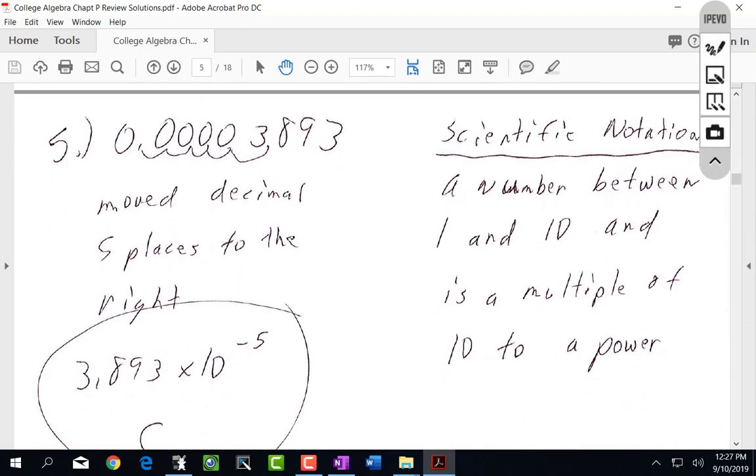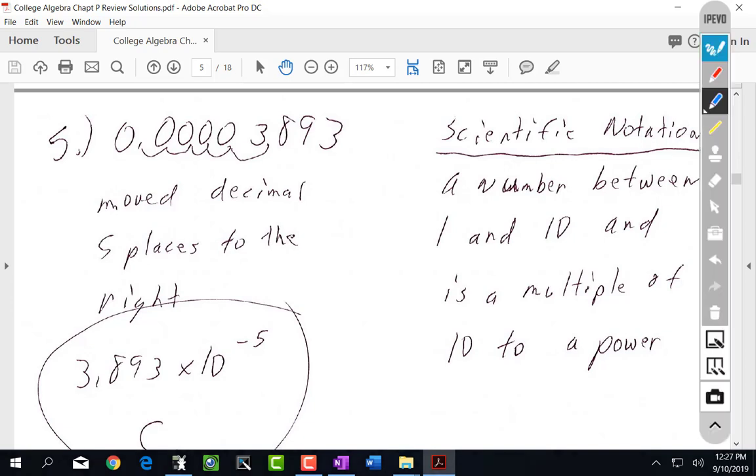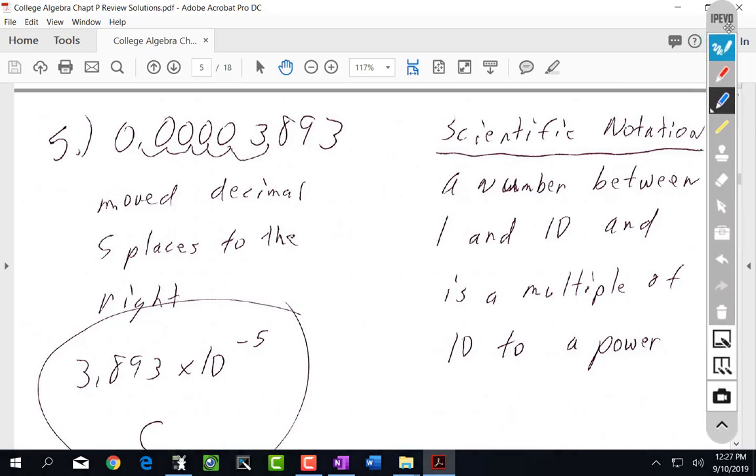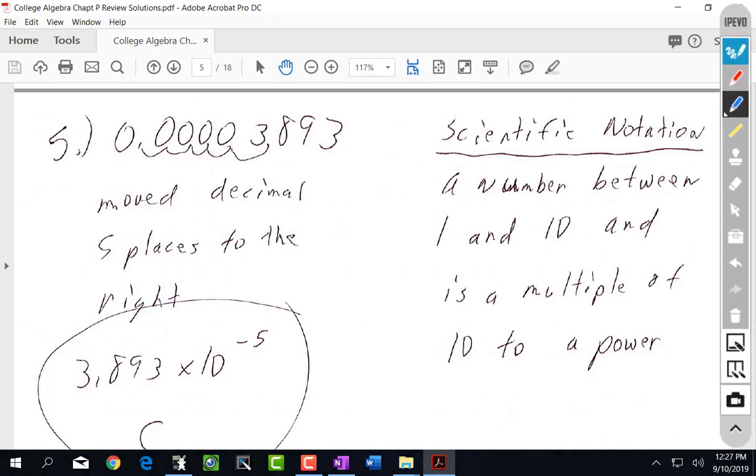On number 5, it wants us to write this in scientific notation. So remember, scientific notation is any number between 1 and 10, and is a multiple of 10 to a power. So they give us this as 0.0000038893. So we're going to have to go ahead and move this decimal.